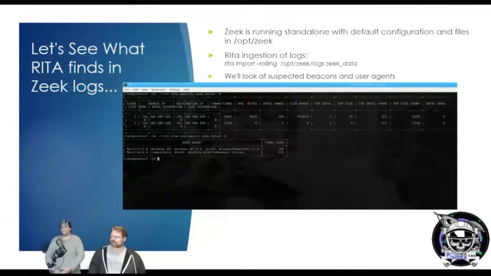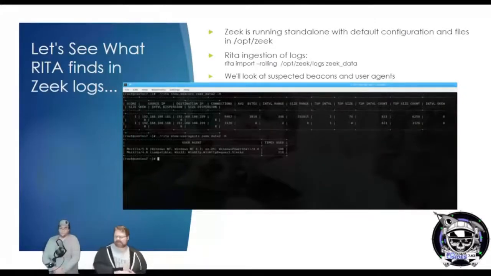So let's see what RITA finds in the Zeek logs in our environment. Zeek, in this case, is running standalone with the default configuration and files going to opzeek. So RITA will ingest the logs, doing RITA import -- rolling opzeek logs Zeek data, and it'll pull it into a Mongo database. Now, to move the presentation along, we're not doing all of these steps live, but trust me, we've done them and we've taken screenshots.